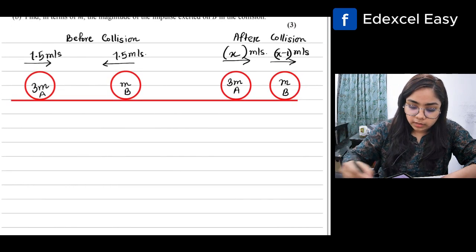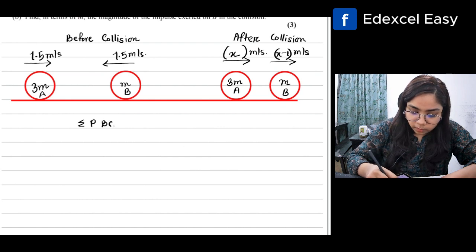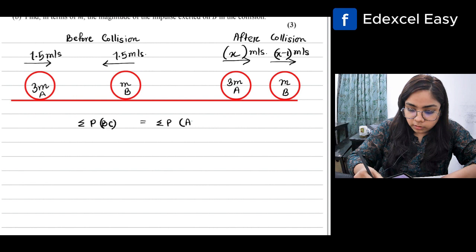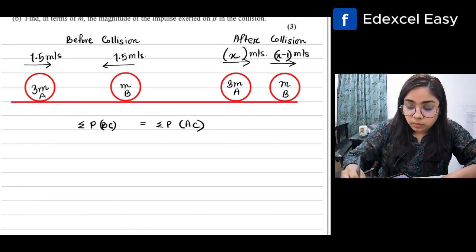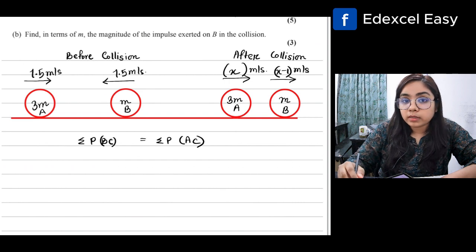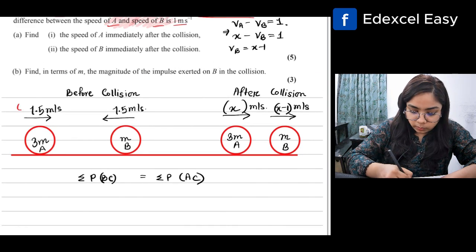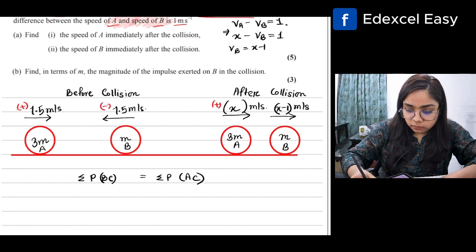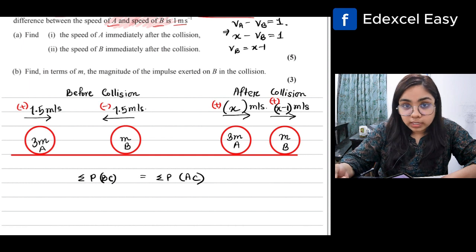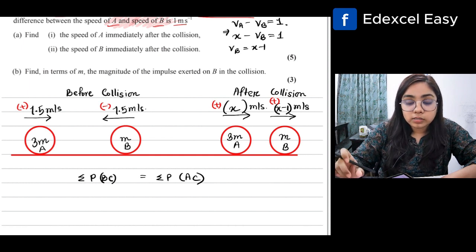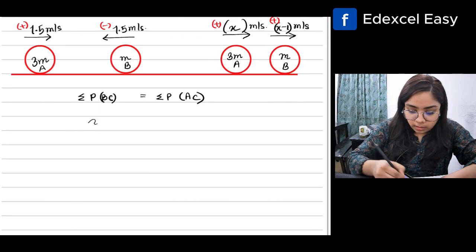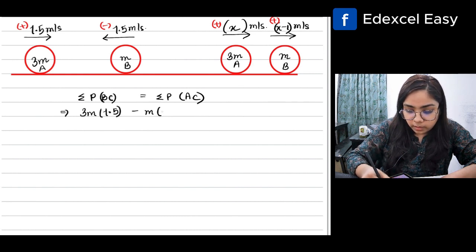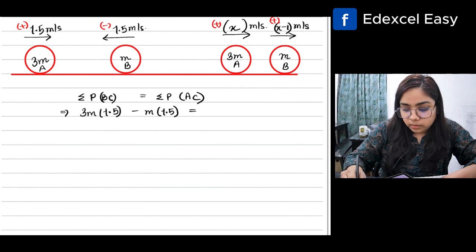Now over the calculations, we can see that these are sum of total momentum before collision and total momentum after collision. Now over here, most of the particles were moving towards right, only the initial velocity of particle B was moving towards left, right? Which means that this will be positive, this will be negative, this will be positive, this will be positive, because I'm considering direction towards right as positive, which makes everything positive other than the initial section for particle B. So for this part again, we have this 3m times 1.5 and then minus m times 1.5 is equal to 3m x plus m x minus 1, right?